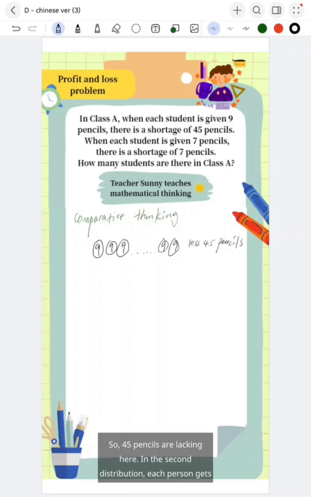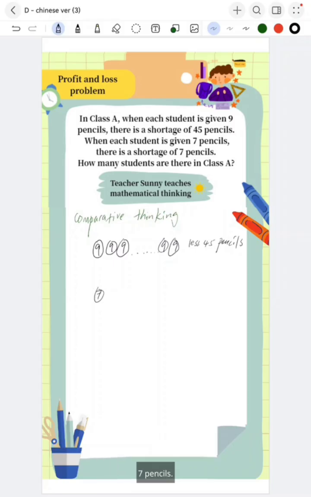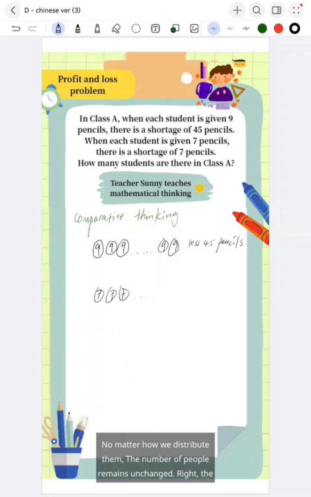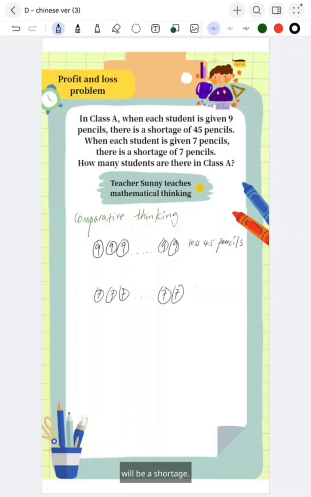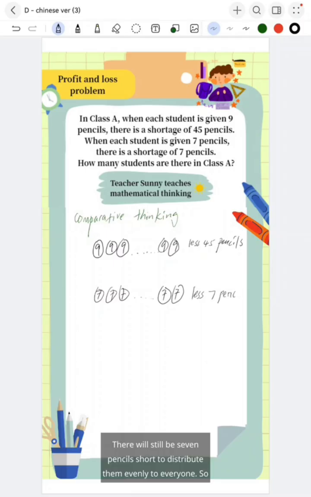In the second distribution scenario, each person gets 7 pencils. No matter how we distribute them, the number of people remains unchanged. Right? The number of people hasn't changed. So if each person gets 7 pencils, there will still be 7 pencils left over. So here, there are still 7 pencils.